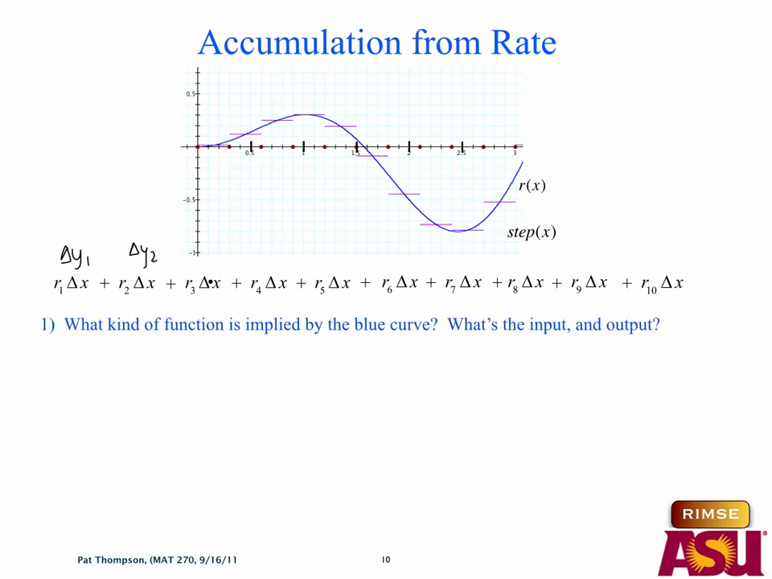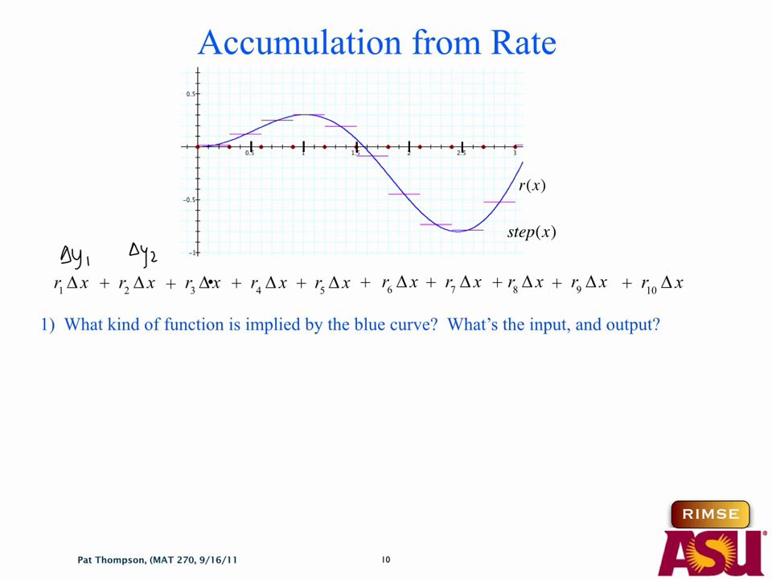All right, so let's really analyze this. Let's just drill this in. So what kind of function is implied by the blue curve? What's the input and what's the output? When I ask what kind of function, I'm talking about, are we looking at a rate of change function or are we looking at an accumulation function? We're looking at a rate of change function.